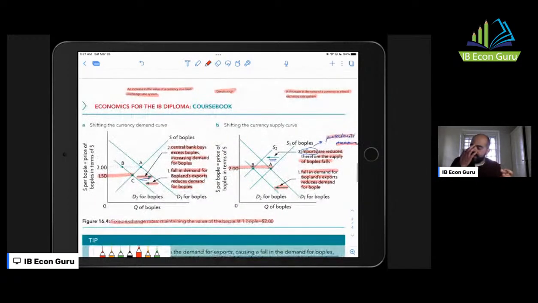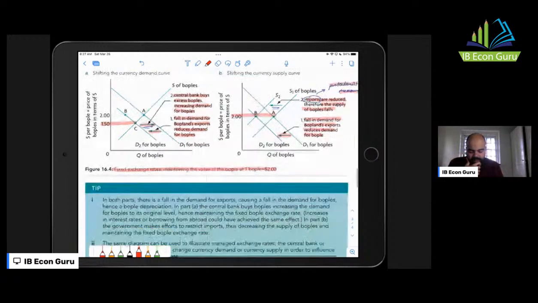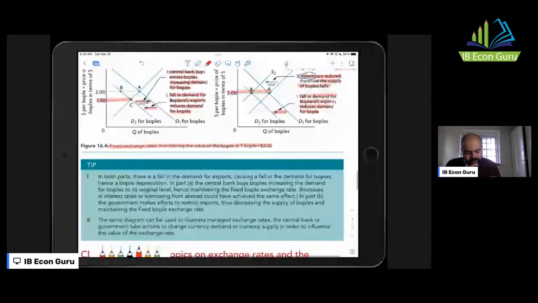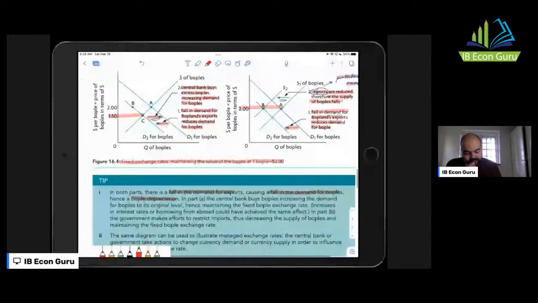And the same works in the opposite. If there's an increase in the demand for the currency, this will cause the currency to appreciate. So to offset this, the central bank sells excess Bopples on the foreign exchange market, right, which increases the supply of the currency. So that's something to think about, okay? So in both of these diagrams, there's a fall in the demand for exports, causing a fall in demand for the Bopples, the domestic currency, hence a Bopple depreciation. In part A, the first diagram, the central bank buys Bopples, increasing the demand for the Bopples to its original level, hence maintaining the fixed exchange rate. Okay?